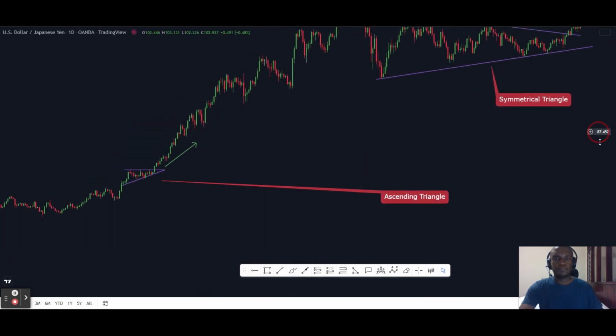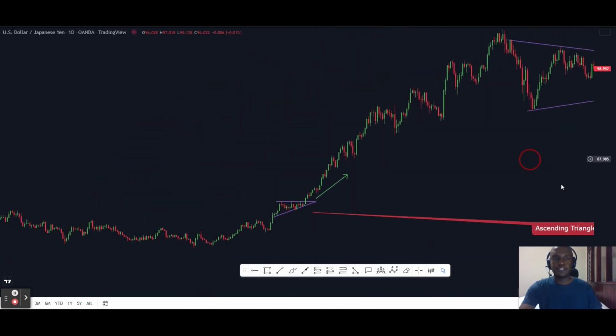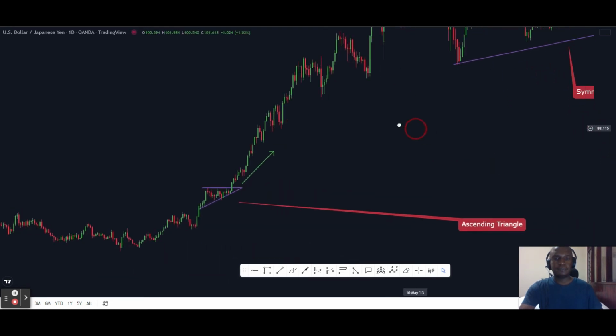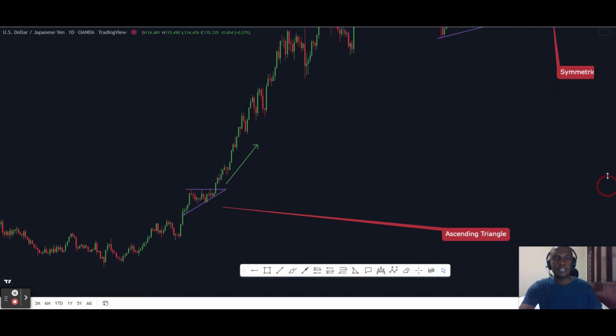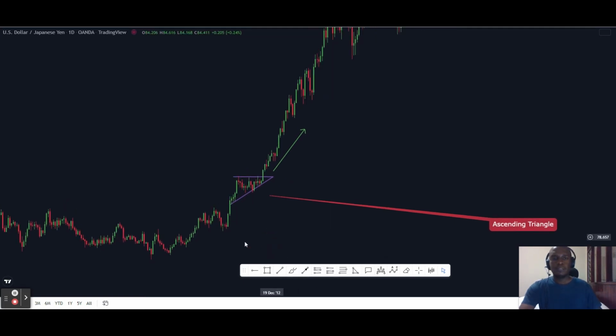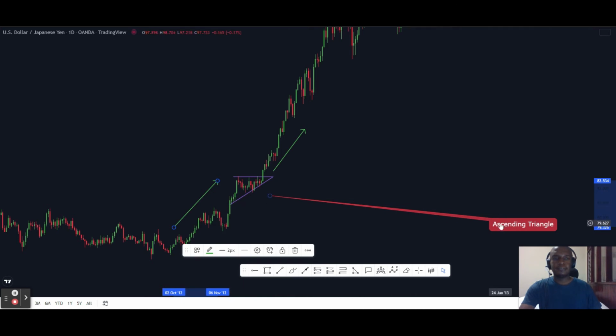So this is the first one, the ascending triangle, spotted as a continuation pattern. So we're coming down from a downtrend, the top side, and now we form the triangle, the ascending triangle.